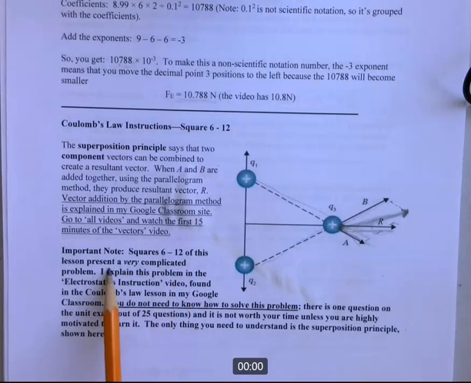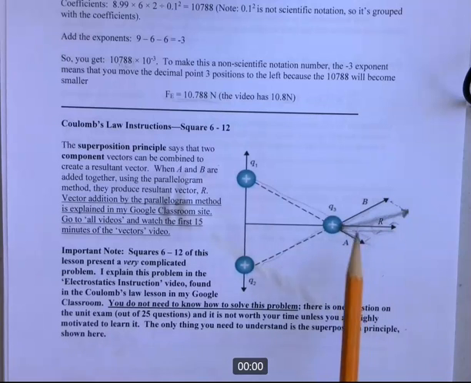Important note: squares 6 through 12 of the instruction part of the Coulombs Law lesson present a very complicated problem. I explained this problem in the electrostatics instruction video found in the Coulombs Law lesson in my Google Classroom. You do not need to know how to solve this problem. Yes, on the unit exam they give you one question where you have to solve a problem like that. It's not worth your time. It's one question out of 25. Ignore it. Just guess. You've got a 1 out of 4 chance of getting it right, which is probably better than your chances if you actually tried to solve it, because there are so many opportunities to make mistakes. If you watch my video, I made a couple of mistakes and had to go back and correct them. Ignore that problem, just move on.